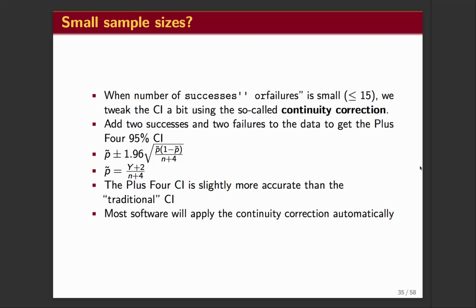Just know that this continuity correction exists. It's more accurate for small sample sizes than our traditionally calculated confidence interval, and most of your software, both in SAS and in R, will apply this automatically, especially in the case of small sample sizes. Don't worry too much about why it is like this. Just understand that this is going on. For small sample sizes, it has a remarkable ability to correct them by adding two successes and two failures.